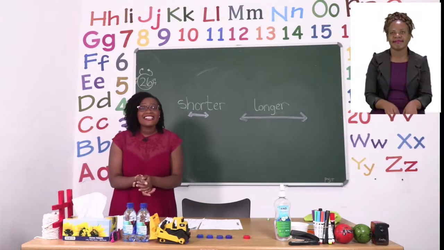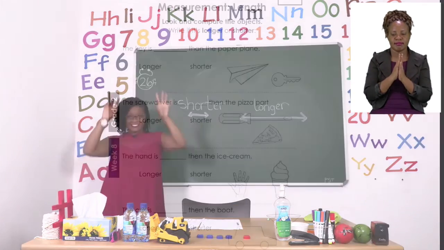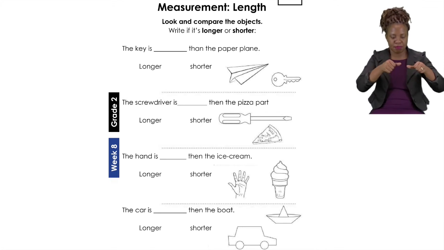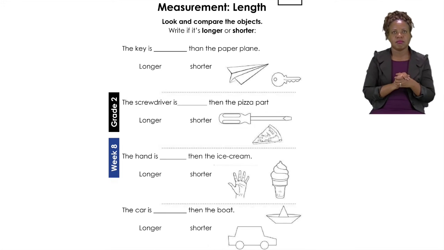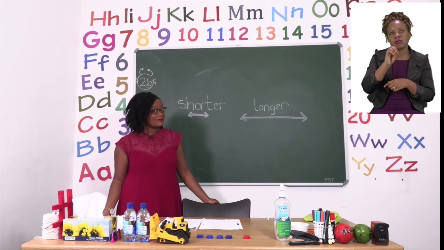For our last exercise, boys and girls, let's turn to page 26. On page 26, we are going to be doing measurement. And this time around, we are dealing with length. Now, length in this case is either longer or shorter. And I want us to first discuss what longer or shorter means.